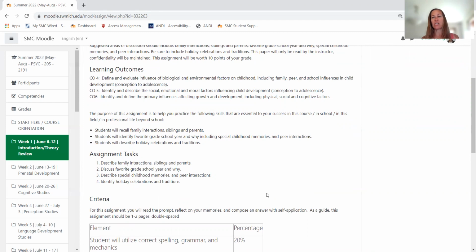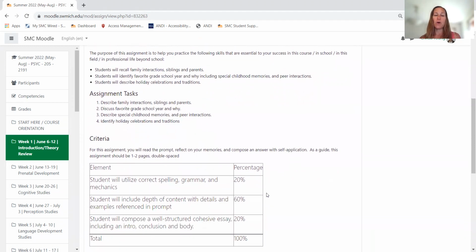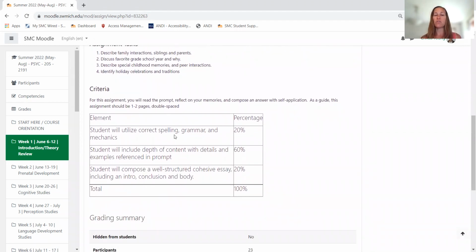It is self-application. I do realize that not everyone had a picture perfect childhood. However, writing "My childhood sucked" and turning that in will not meet the requirements of the assignment. So what I'm looking for you to do is make sure that you're using proper grammar, spelling, and mechanics, that you are going into good depth of content with details and examples that are referenced in the text, and also that you use a well-structured, cohesive essay that has an introduction, a conclusion, and a body.